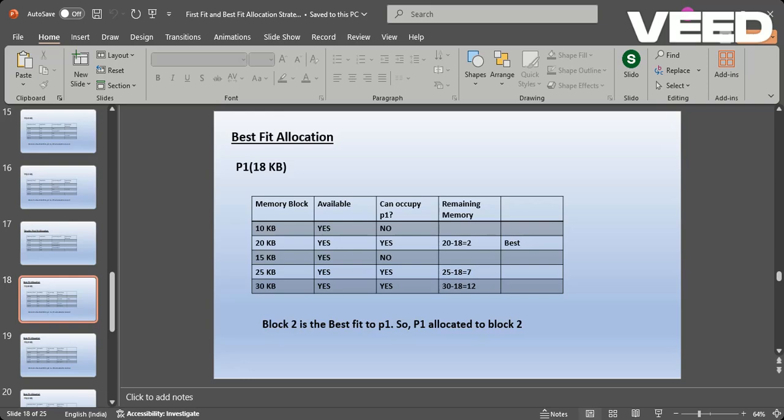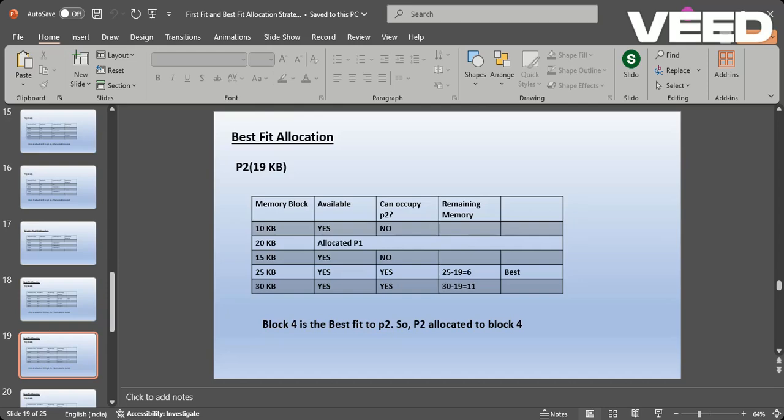30 kb minus 18 kb equal to 12. So from these memory wastages, block 2 contains the least memory wastage, that is 2. So this is the best allocation, the suitable location to allocate the P1 process. Here block 2 is the best fit to P1, so P1 is allocated inside block 2.